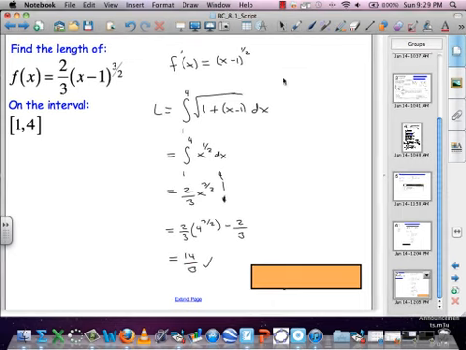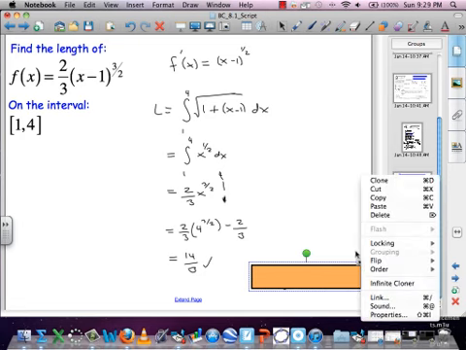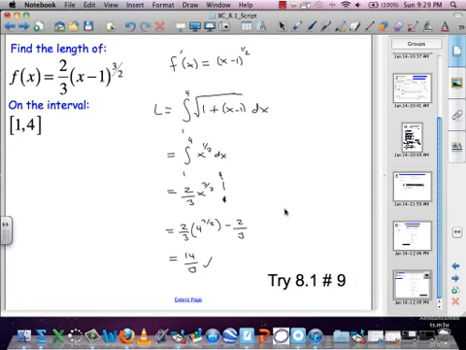And for your last entrance ticket problem, you can try same section, number 9. The algebra is going to start to get a little bit messy, as you'll see in class. So have that ready to go.